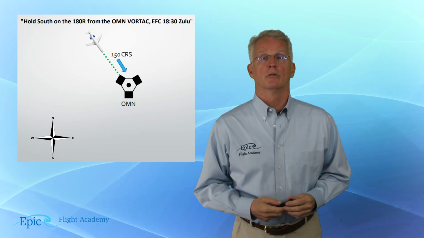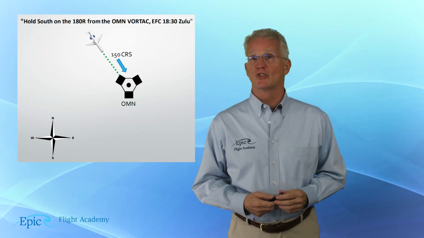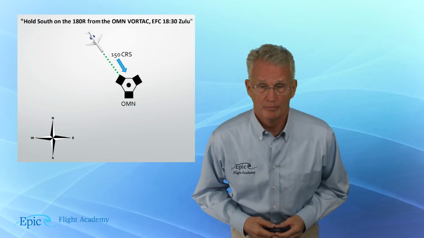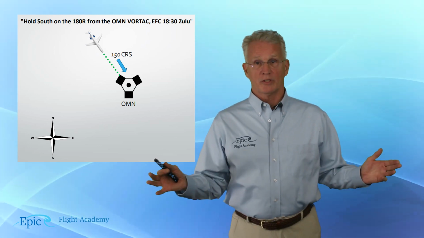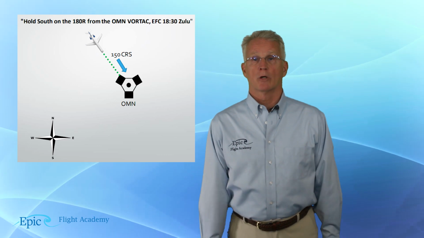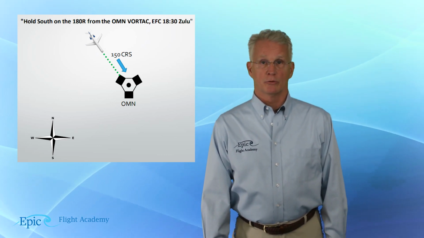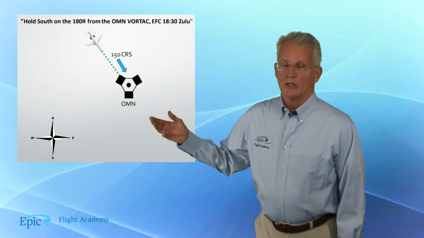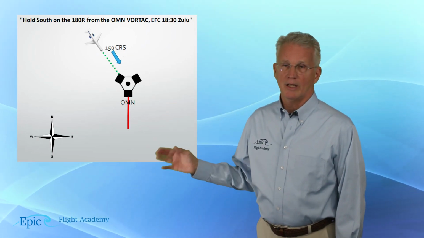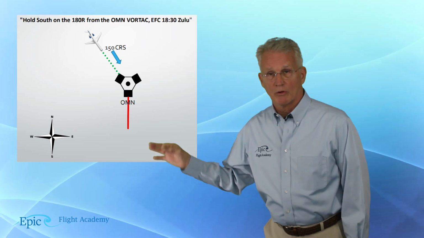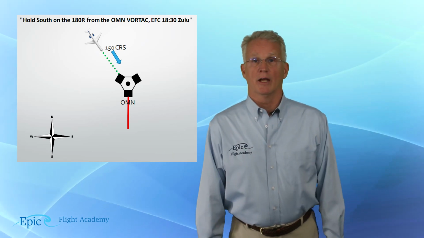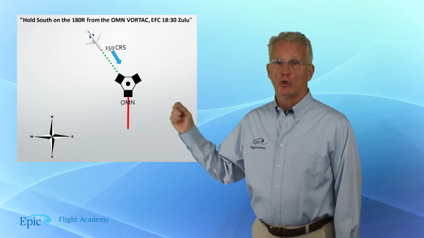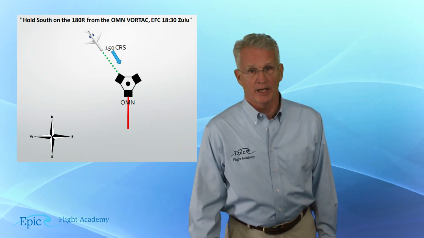Remember, we're already familiar with instructions. It says, hold south on the 180 radial from the Ormond VOR. Expect further clearance at 1830 Zulu. So if you take a look here, you can see the red line is 180 south of the Ormond VOR. And here's my aircraft heading 150 to that Ormond VOR.